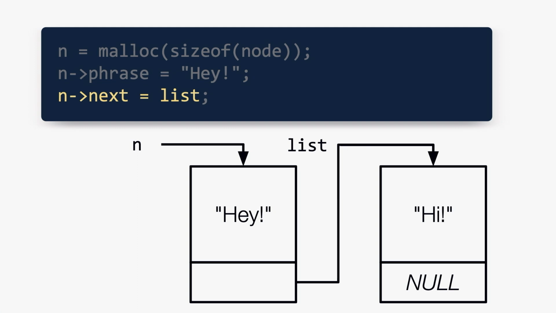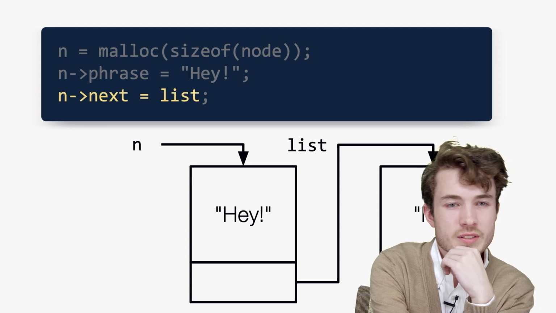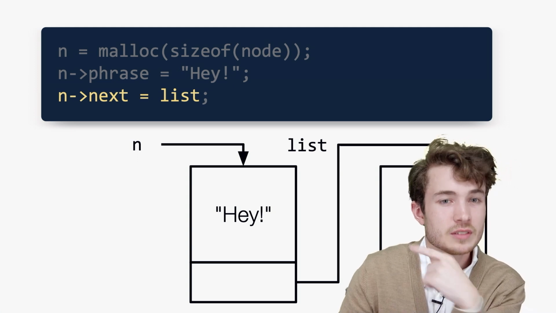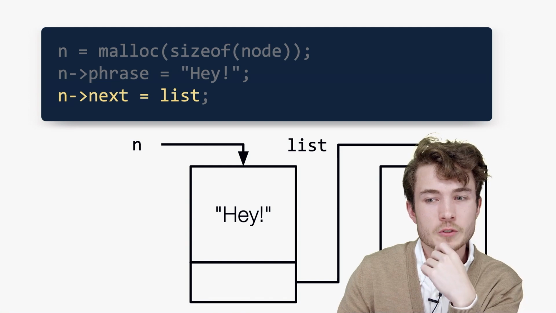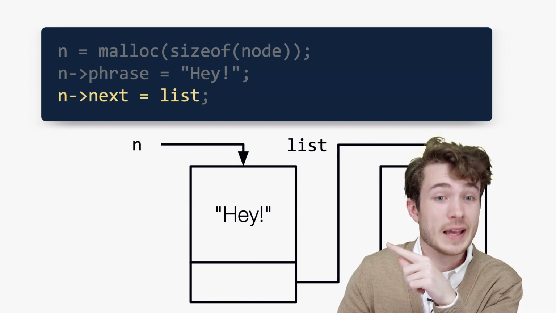So now we're saying that n is a node, it has the phrase hey, and its next arrow is pointing to this list node, the very head of our list here. All right, but now you'll notice that our linked list is not quite in the state we want it to be in. Like list is still pointing to our second node. So what's the next step here? If we want to make sure our list now includes this very first node, what should we do? We should point list to n, as I'm seeing in the chat.